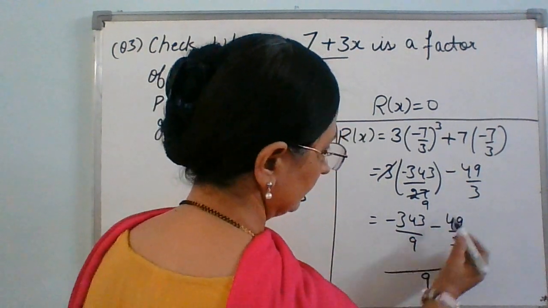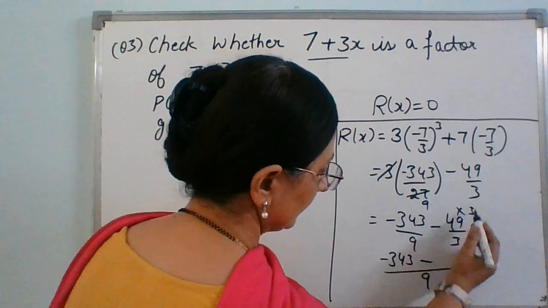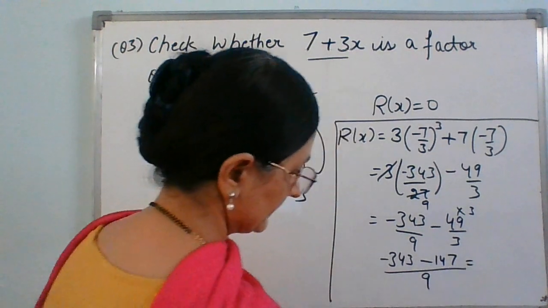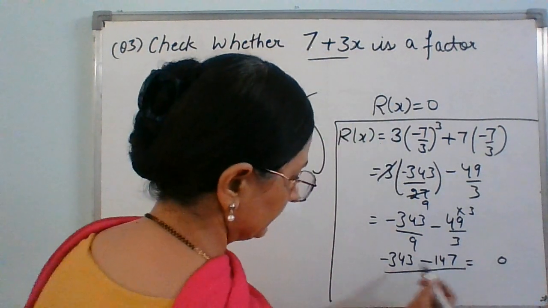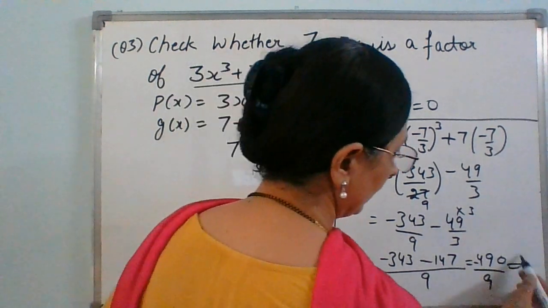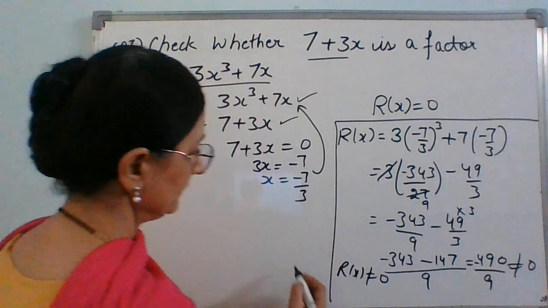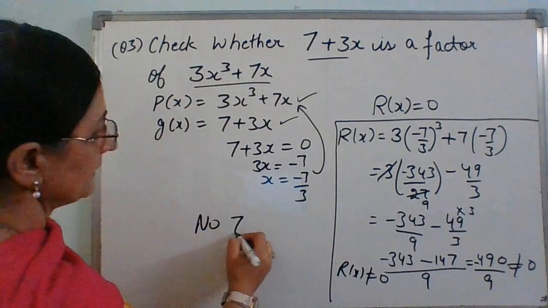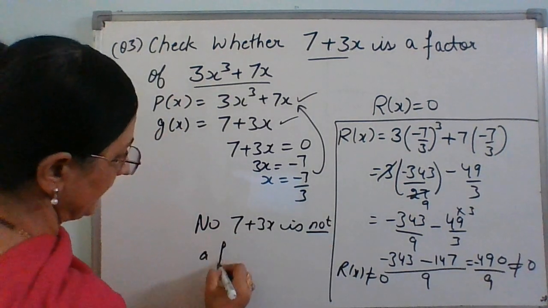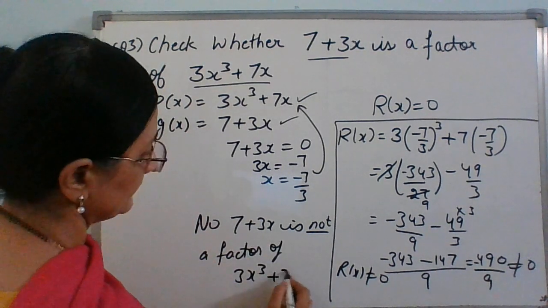LCM will be here 9. So multiply this by 3. So minus 343, minus 9, 3s are 27. 3 fours are 12, 13, 14. Right? So it becomes 10 here. 4 fours are 8, 9, 3, 1, 4, minus 490 by 9. So it is not equal to 0. Remainder is not equal to 0. So no, 7 plus 3x is not a factor of 3x cube plus 7x.